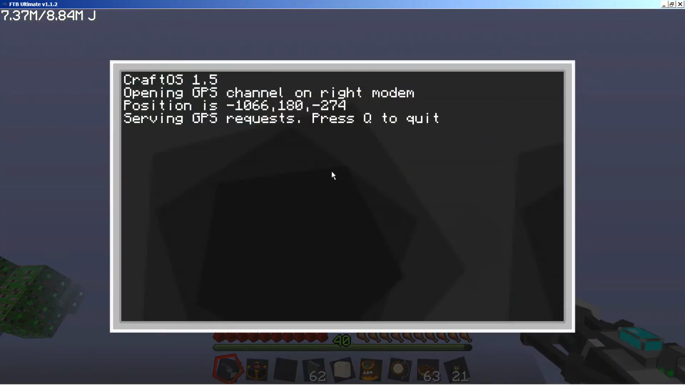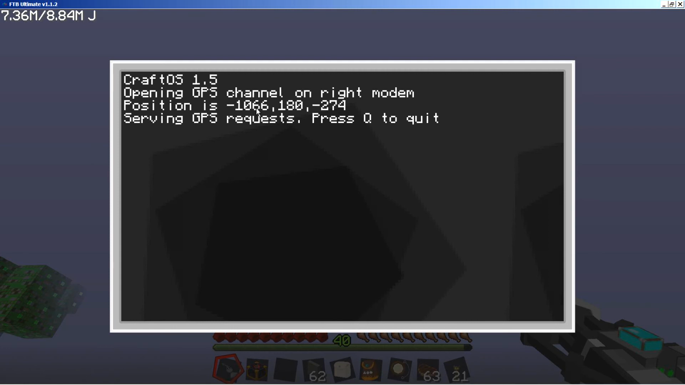These guys are running the GPS program that comes with ComputerCraft. I didn't have to do anything with these except use the F3 key to get their actual coordinates and then tell them you are at these coordinates, and it said okay. And then once I'd got three of those computers set up, the fourth one, when I set it up, was able to get its own coordinates from the system.